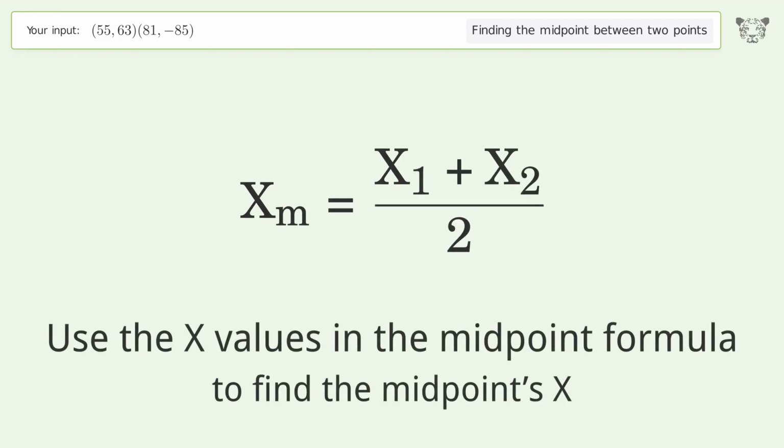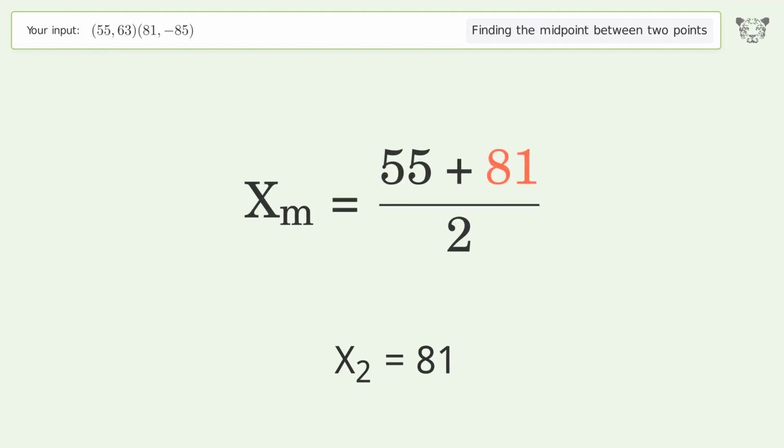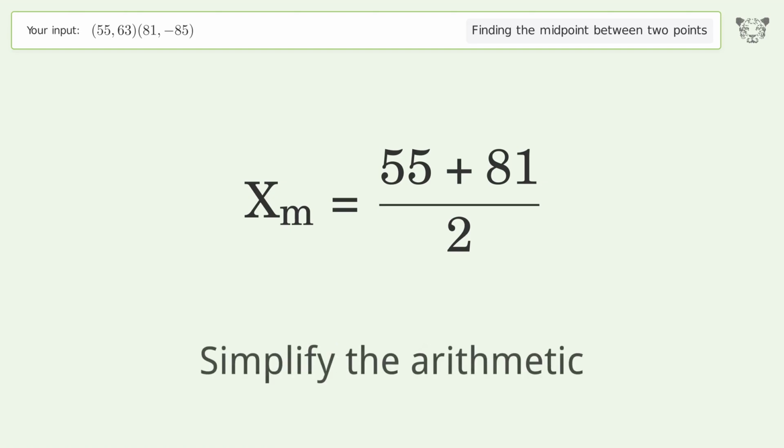Use the x values in the midpoint formula to find the midpoints x. x1 equals 55. x2 equals 81. Simplify the arithmetic.